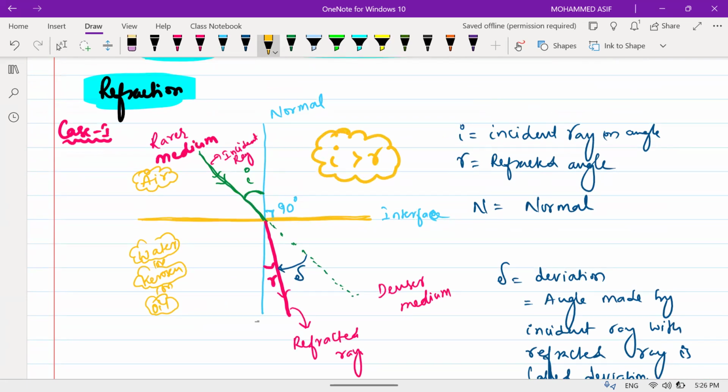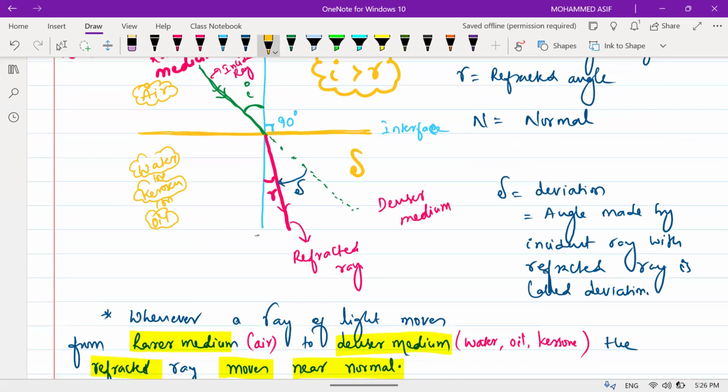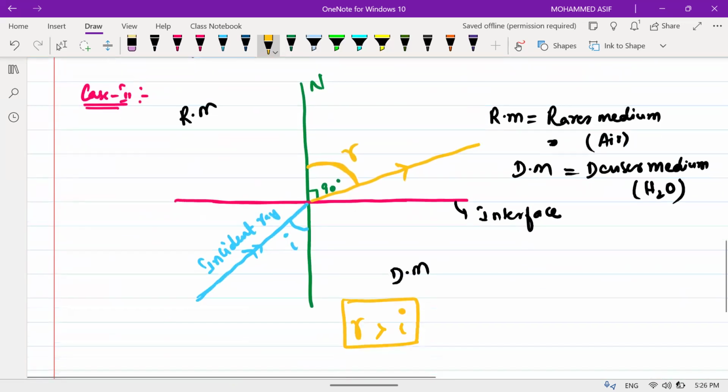What do you mean by deviation? Here, deviation delta will be equal to I minus R, because the larger angle minus the smaller angle is known as deviation. So delta is equal to I minus R. Clear? Now see case number 2.